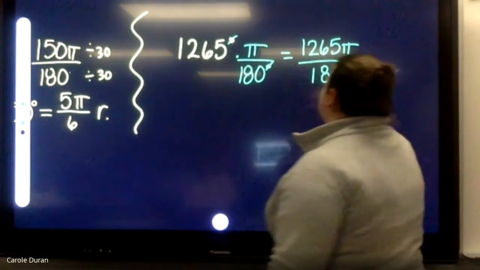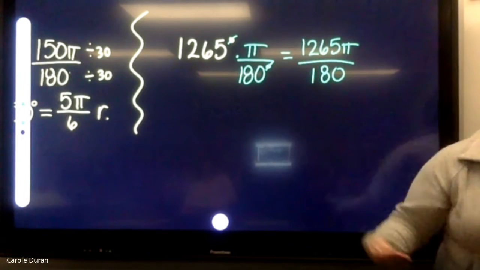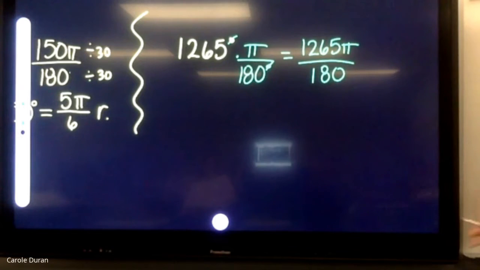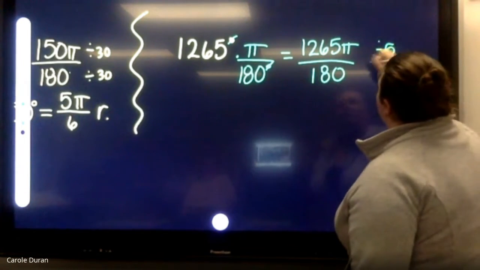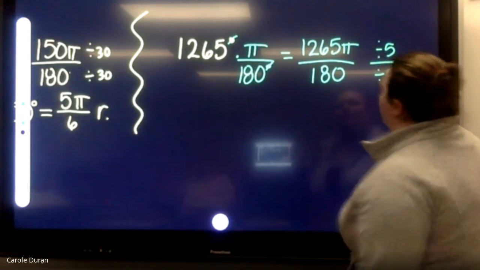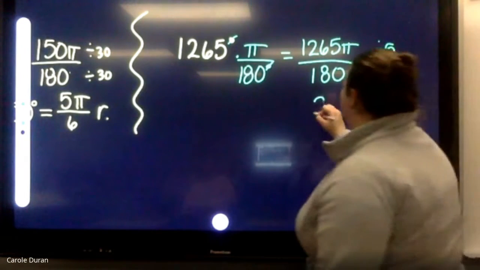Do I leave it like this? No, what am I going to look for? Largest common factor. Chances are I'm not going to find it right away, so I can start by just taking out the obvious common factor and then go from there. So what clearly comes out of both of those? 5. So what's 1,265 divided by 5? 253. Yep, I got it.